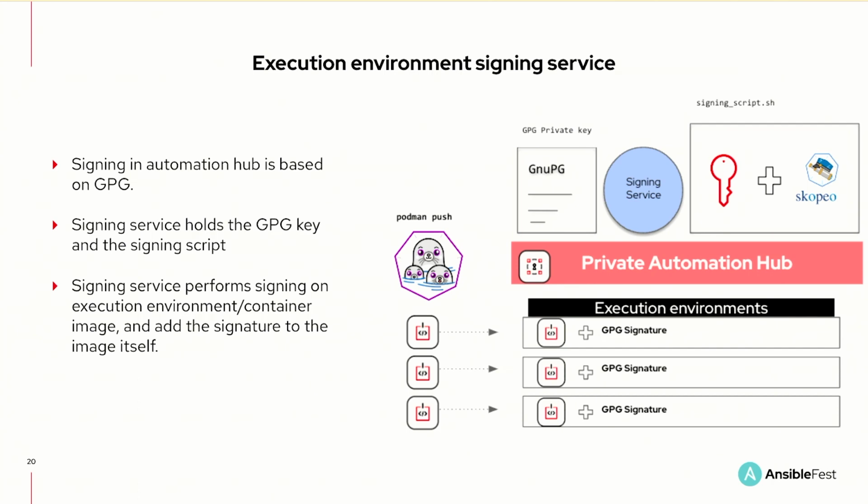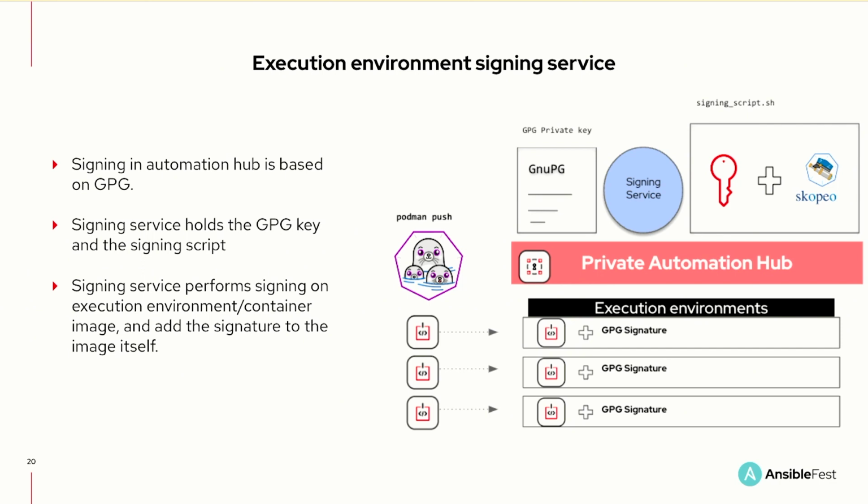The service, again, looks very similar to how you sign collections. The only difference here is we were storing the signatures of the collection inside the database. Here, we store the signature with the container. Execution environments are containers, so with container images, we are storing the signature of execution environments in those container images itself. So that's the only difference, but the idea stays the same. We want to sign the collections, we want to sign the execution environment. This is how we are doing it.